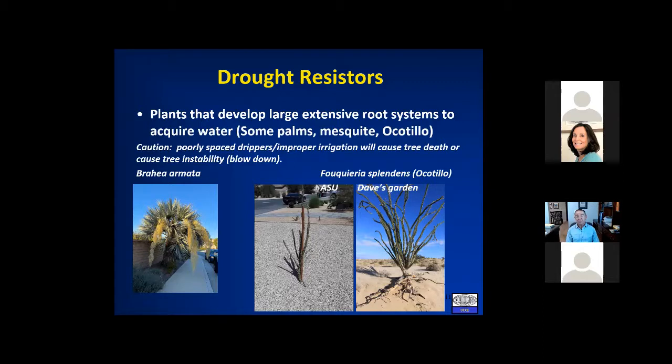So it's a balancing act with using desert trees and how they're watered in the landscape. And as you get closer to the coast, they require less water because it's more humid on the coast. And so oftentimes you'll see Palo Verde trees that topple over on the coast because they don't have an extensive root system. They don't need it.